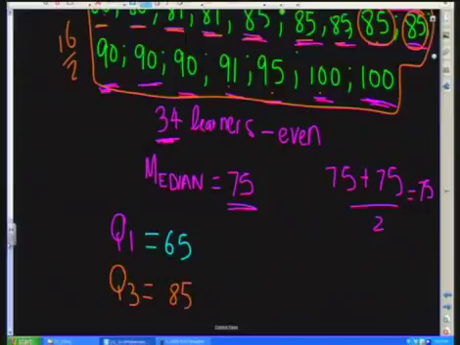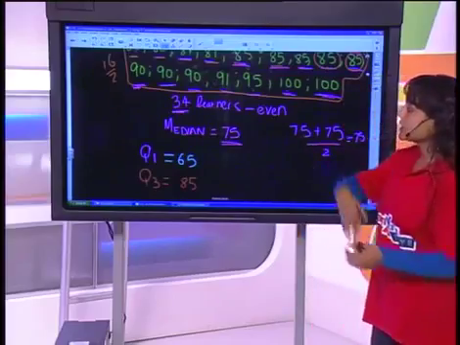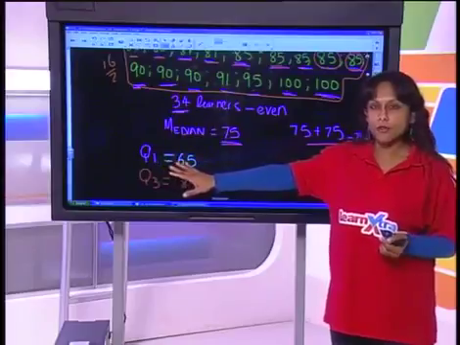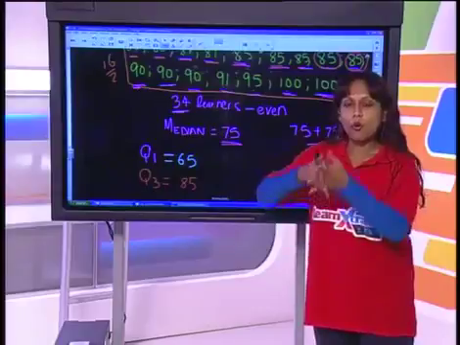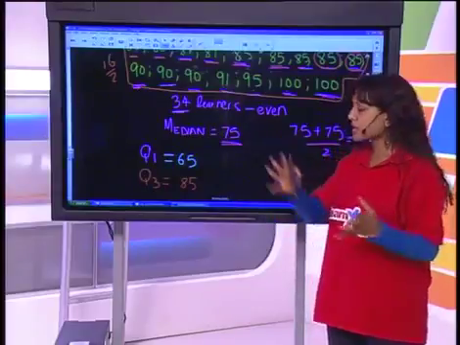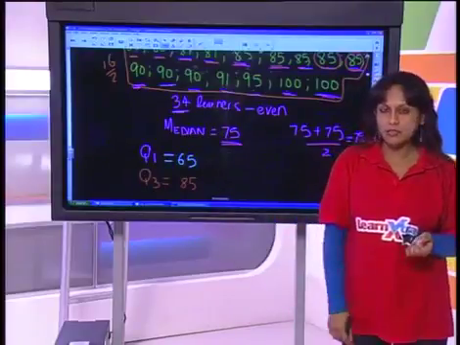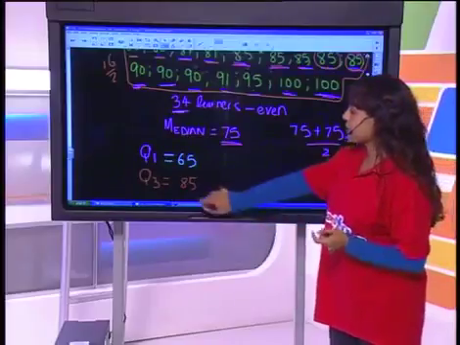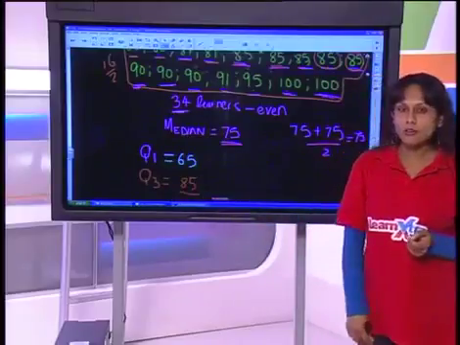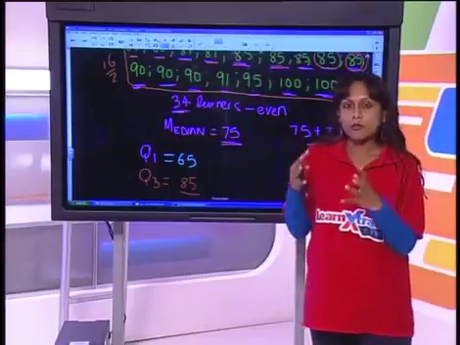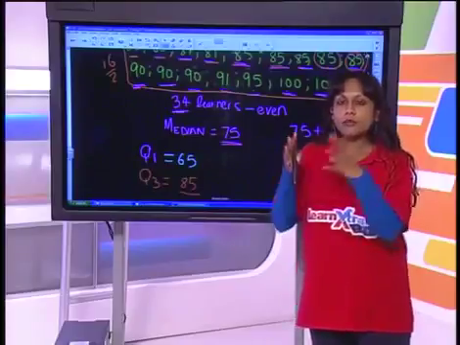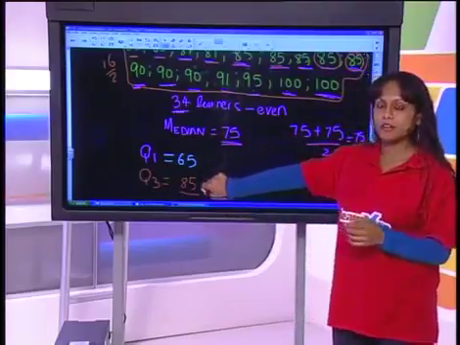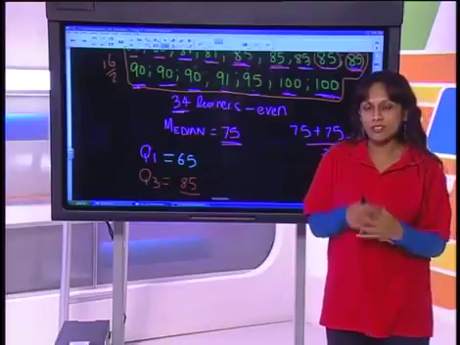Okay, guys, before we go into the rest of it, I just want to explain to you what these numbers tell you. So we've worked out the lower quartile is 65. What that means is that 25% of all learners got a mark less than 65%. We worked out the upper quartile is 85. What that means is that 75% of learners got a mark that was less than 85%. That's what those two values are telling you.